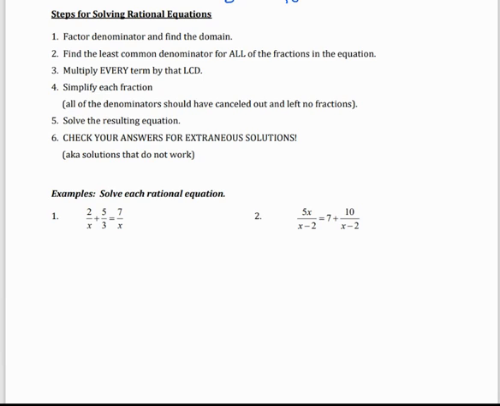Step 2, we're going to find that LCD, but this time instead of writing each fraction with the LCD, with step 3 we're going to multiply through by the LCD. What happens is when we simplify in step 4, it will cancel our fractions out. Now we will have either a linear equation or a quadratic equation to solve, and we'll go ahead and solve that equation. However, you must check for extraneous solutions. So let's look at an example or two together.